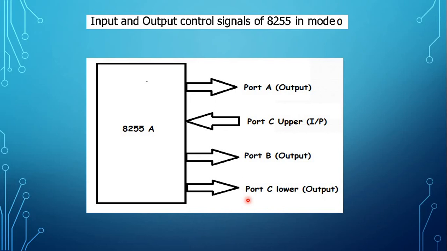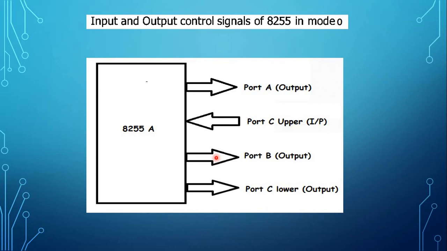In mode 0, data can be written into the port or read from the port without any control signals. When a port acts as an output port in mode 0, any data written into the port is latched. If the port acts as an input port, the data is only buffered but not latched.